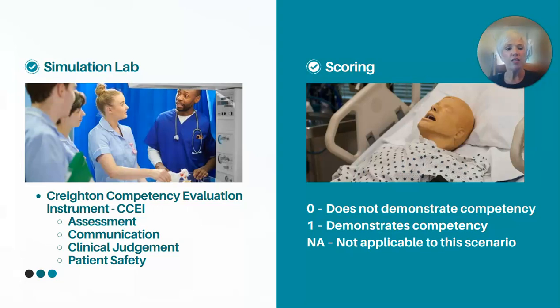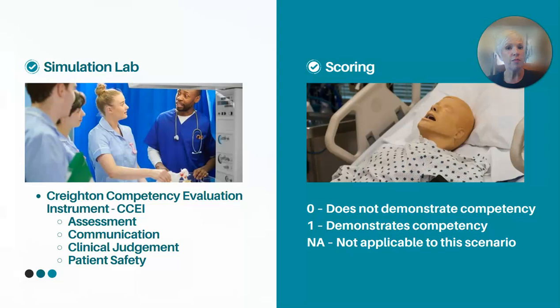So each item is going to be scored as either a 0, does not demonstrate competency, a 1, demonstrates competency, or NA, not applicable for this scenario. The CCEI checklist will also be available in your clinical journal, and I will make notes based on my observations during the simulation. I'll also provide a verbal debriefing right after your scenario so you understand what you did well and what you need to work on next time.